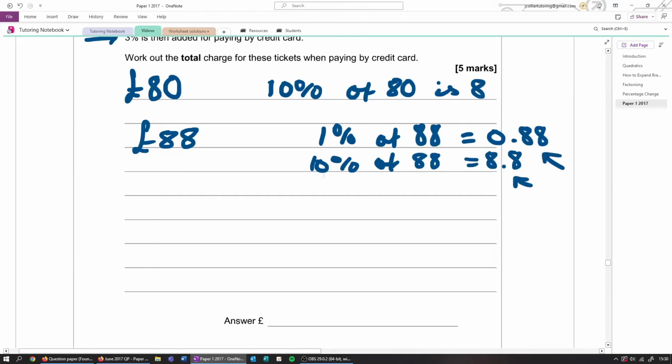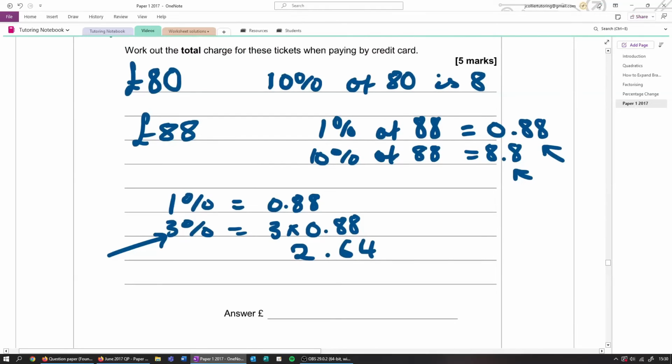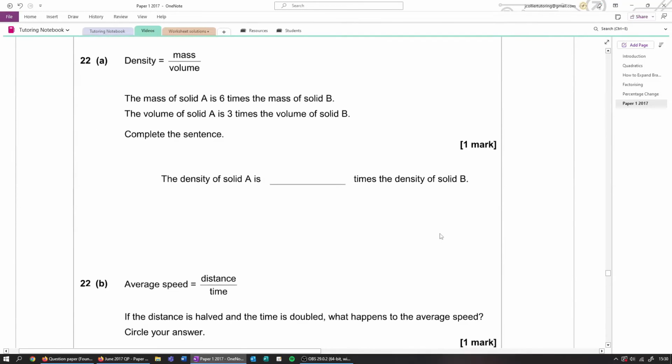Okay, so if 1% equals 0.88, 3% will be 3 times 0.88. And you can do the long multiplication for this. However, I'm just going to tell you that it is going to be 2.64. So it increases by this 3%, which we know is £2.64. So the answer will be 88 plus 2.64, which is 90.64. Okay, that's good. So, next we are given an equation.